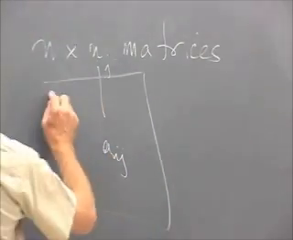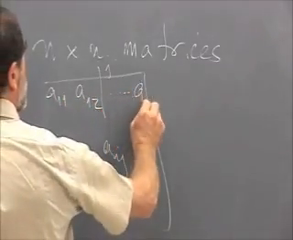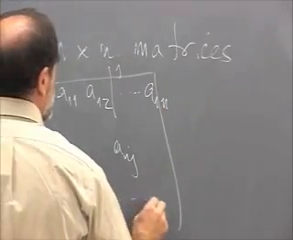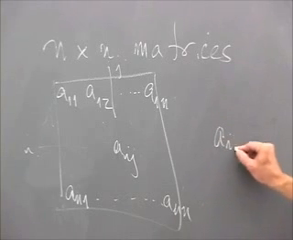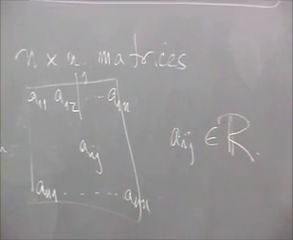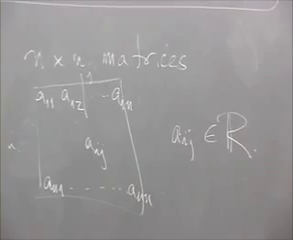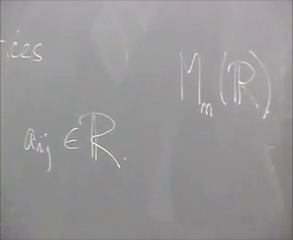So the first row looks like a11, a12, up to a1n. And then we have an1 down here, all the way over to ann. I'm going to take the entries all just to be real numbers. And the set of all n by n matrices I'm going to denote MnR. So that's all collections of n by n matrices.